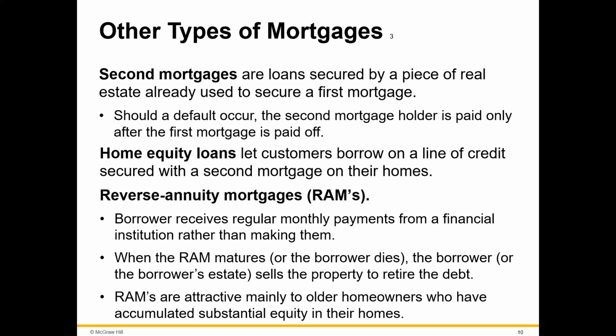Home equity loans let customers borrow on a line of credit secured with a second mortgage on their homes. Now, the words line of credit here may or may not belong in this situation. One thing is to get a second mortgage that is not necessarily a line of credit. The other is to take a home equity loan where you refinance the property. It does the same thing as taking out a second mortgage for the equity that you have in the house, except that you refinance the property and then you take cash out. But then it's only one loan. However, it's still a loan.